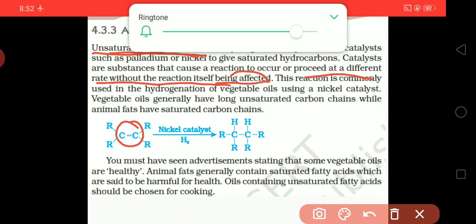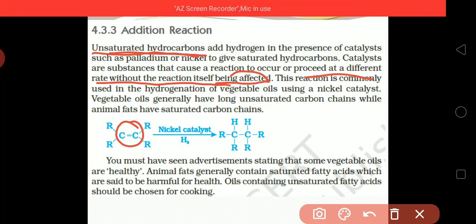Because we have studied that if a compound contains a double bond or a triple bond, then that compound is said to be an unsaturated compound, which we have already studied. So here you can see that the hydrocarbon which is used as a reactant is unsaturated because a double bond is there.